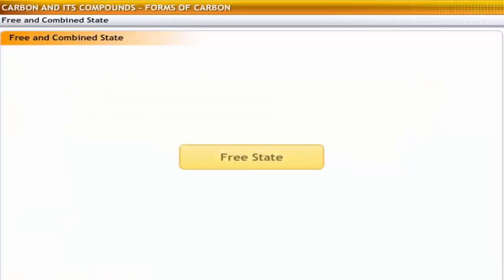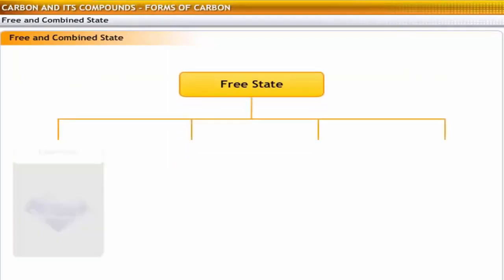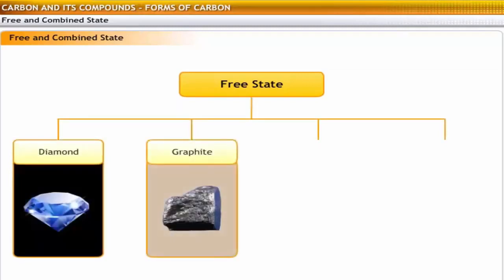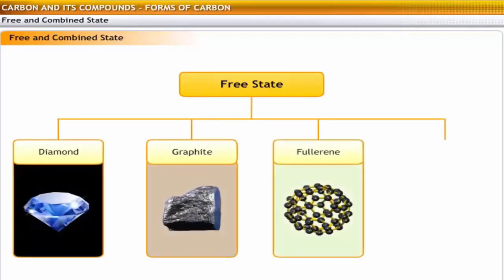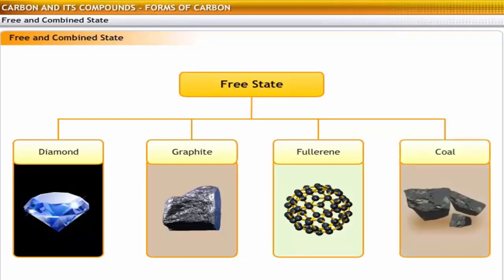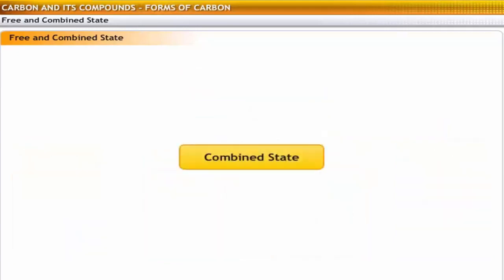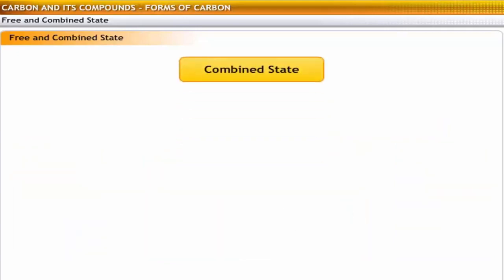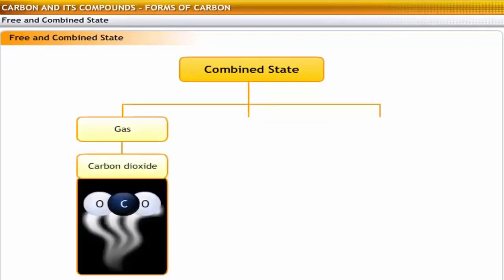Carbon is one of the few elements that can exist free in nature. In the free state, carbon occurs as diamond, graphite, fullerene, and coal. In the combined state, it can be in the form of a gas. For example, carbon dioxide and carbon monoxide.